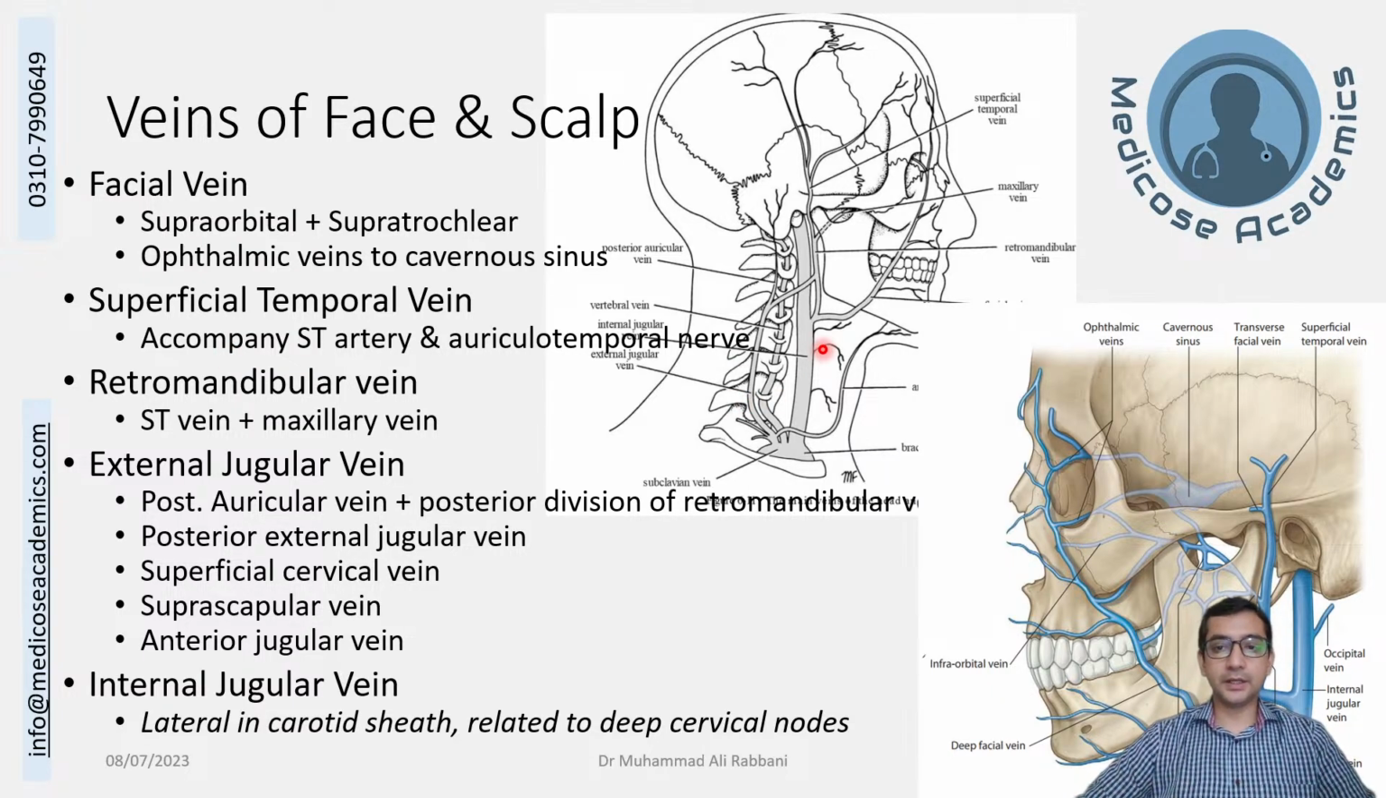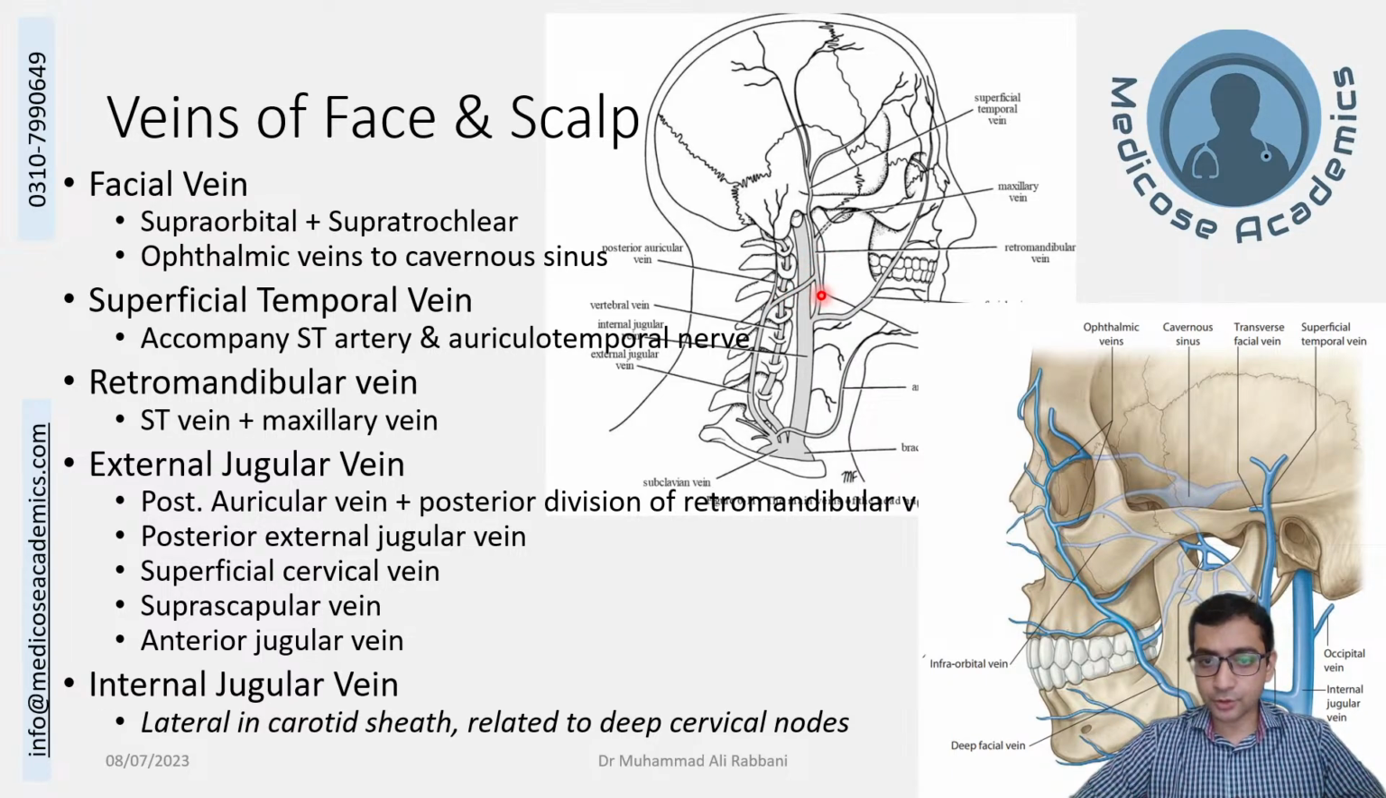So this is all about the veins of the face and scalp. We talked about the facial vein. It started by the joining of supraorbital and supratrochlear veins. We talked about the ophthalmic veins joining them to the cavernous sinus right here. The superficial temporal vein, we talked about it, and it accompanies the superficial temporal artery and auriculotemporal nerve. It joins the maxillary vein to form the retromandibular vein.